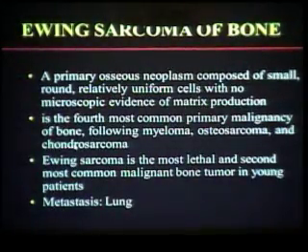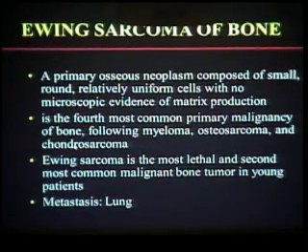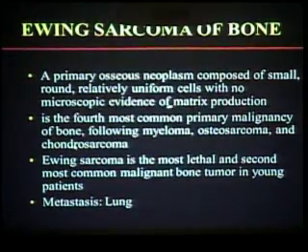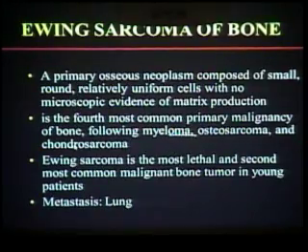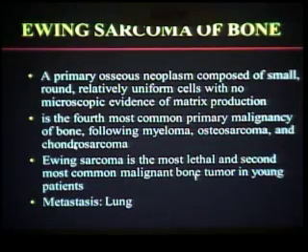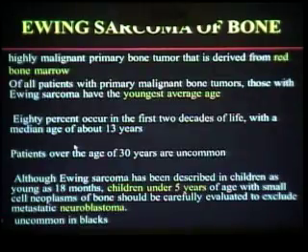Let's talk a little bit about Ewing. Ewing is a tumor that is usually located in the diaphysis or in the metaphysis, a tumor of young people. It's the fourth most common primary tumor. The most common one is multiple myeloma, and then osteosarcoma, and then chondrosarcoma. But it's a very aggressive tumor, and it's common in the second decade or first decade.